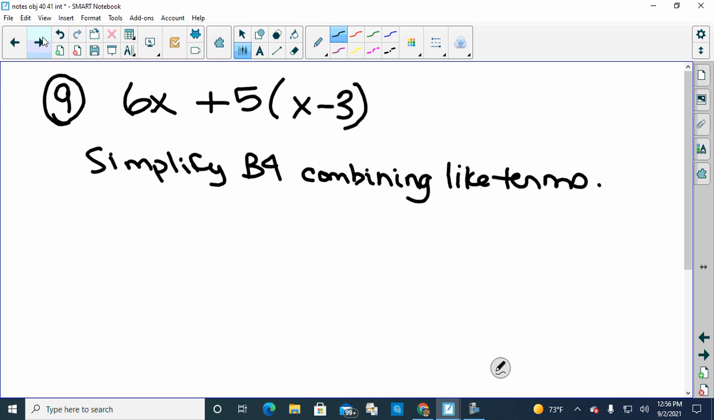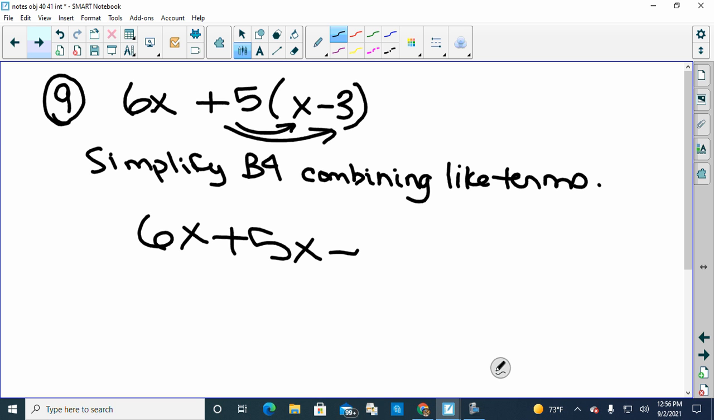So number 9, 6x plus 5 times x minus 3 in parentheses. We cannot start combining like terms until we have simplified this. There's nothing inside the parentheses that we can combine. There's no exponents, but there is a multiplication. So we need to distribute that 5 first before we can start combining like terms. So I've got 6x plus 5x minus 15.